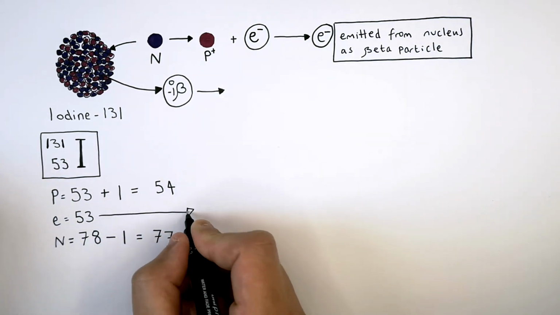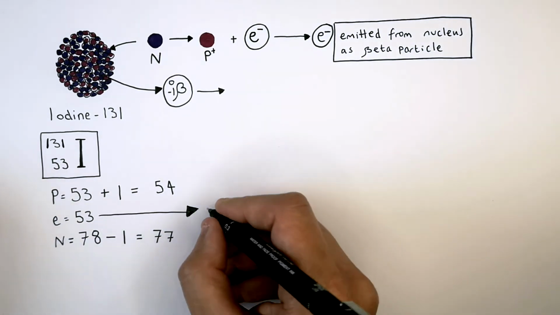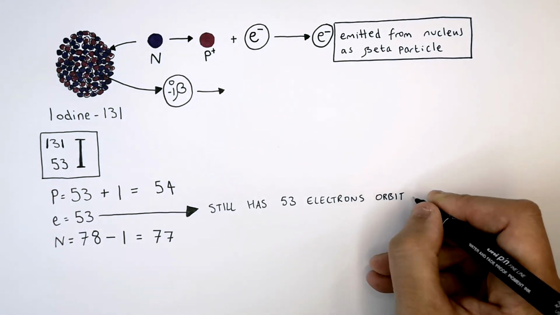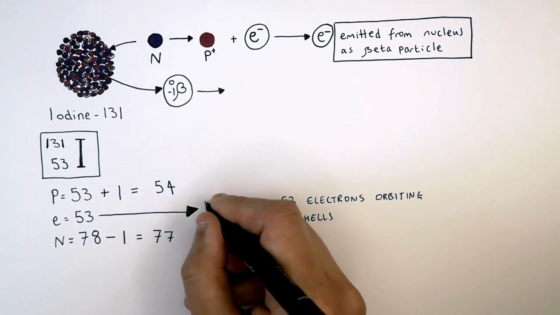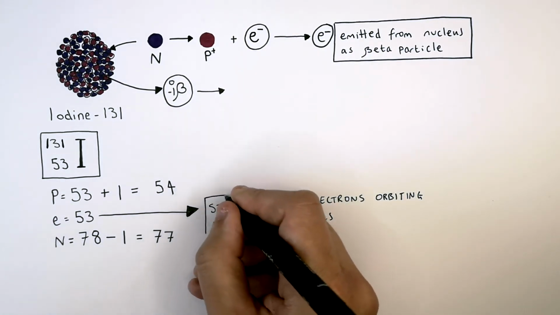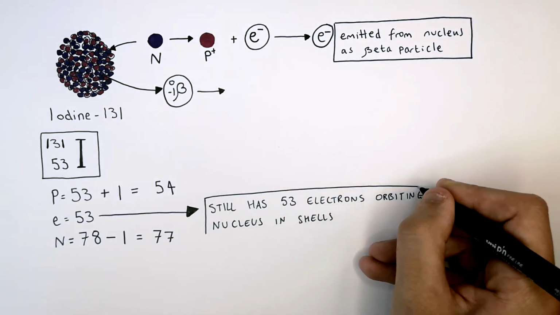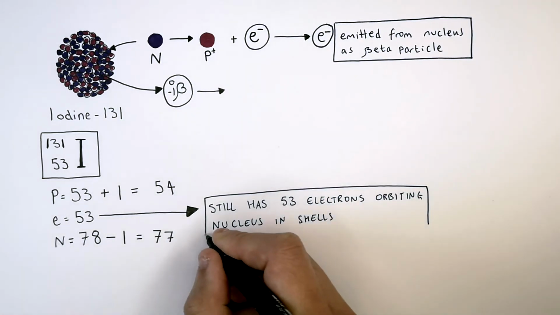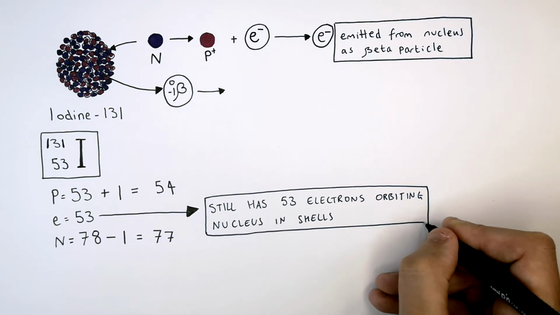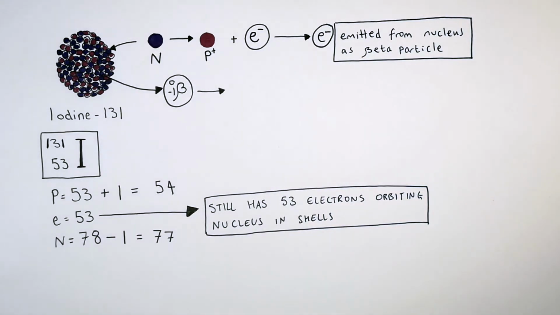However, the number of electrons orbiting the nucleus in the shells still remains as 53. This is because the electron that is emitted is not emitted from the orbiting shells. It is emitted from the nucleus of the atom, and that is a beta particle. But the charge does change. If you've got 53 electrons and 54 protons, you've now got a positively charged atom.